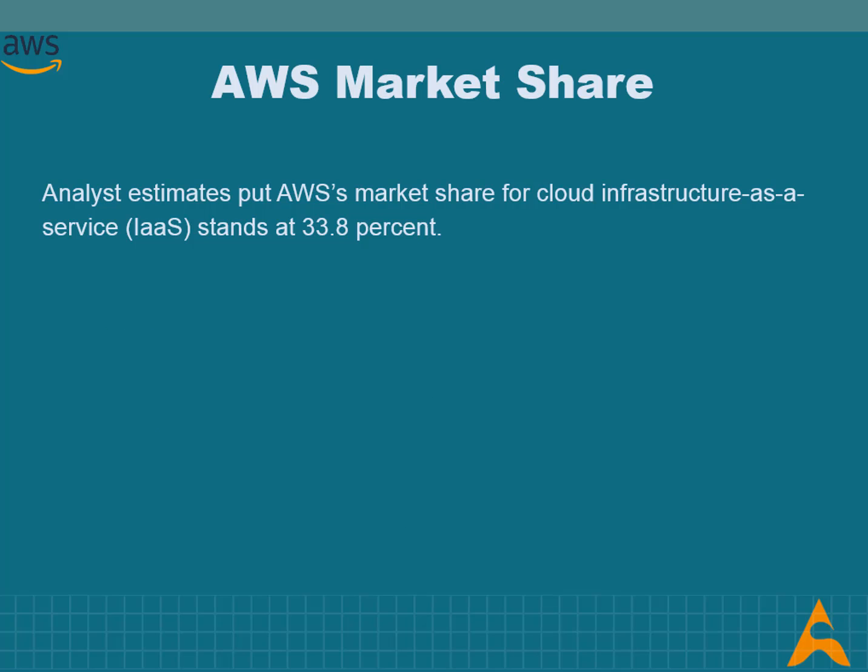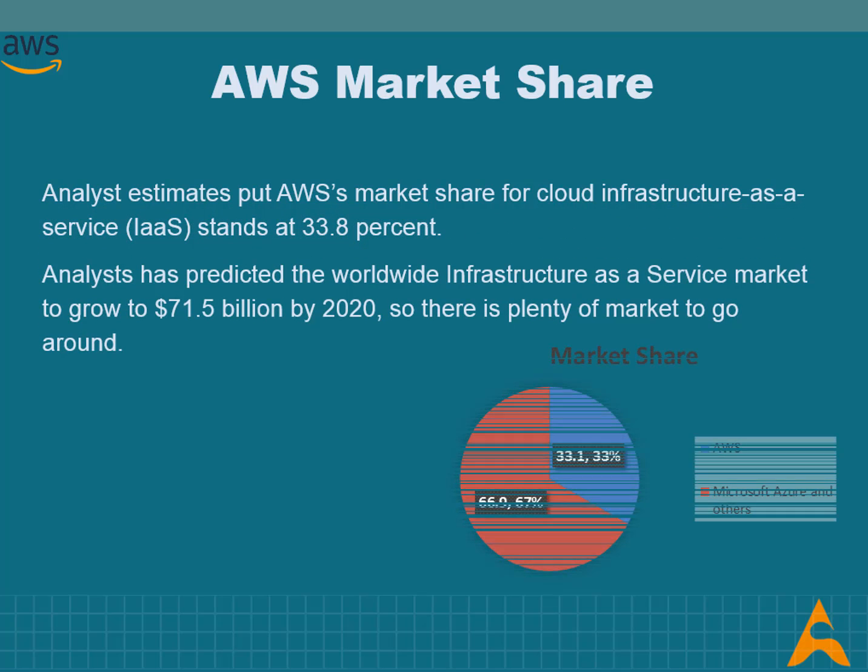Analysts actually estimated that AWS market share for cloud infrastructure as a service stands at 33.8%, while its three biggest competitors, Microsoft Azure, Google Cloud, and IBM, have a combined market share of 30.8%. Analysts also predicted the worldwide infrastructure as a service market to grow to $70.15 billion by 2020. So there is plenty of market to go around. To support industry-wide training and skill standardization, AWS began offering a certification program for computer engineers in 2013 to highlight expertise in cloud computing.